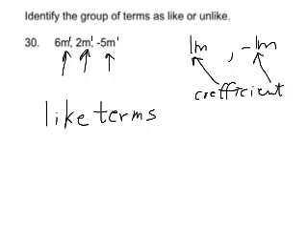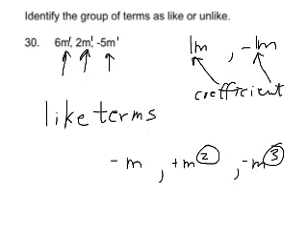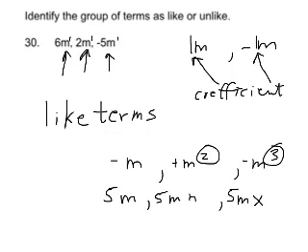Unlike terms would be like m and m to the second power, or m to the third power. It doesn't matter if they're negative or positive. That's not what makes them like or unlike. It's these powers. Or if they had another variable, let's say we have m, and then we have mn, and we have mx. Well, these are unlike terms. Even if they had the same coefficients, I'm sorry, they're still unlike terms.